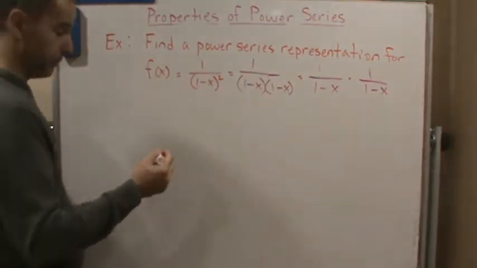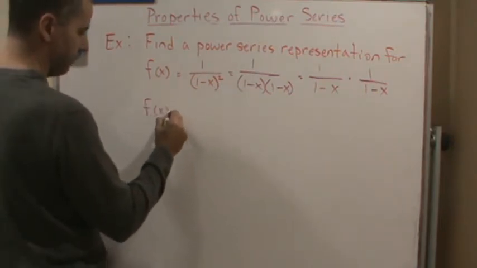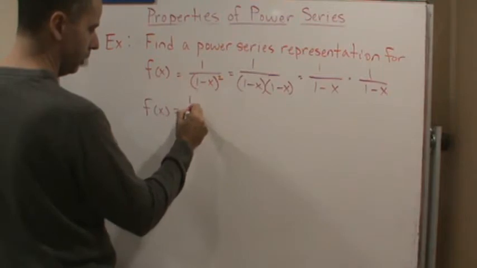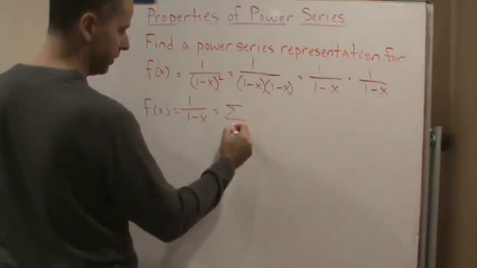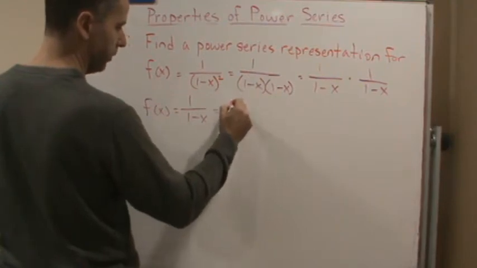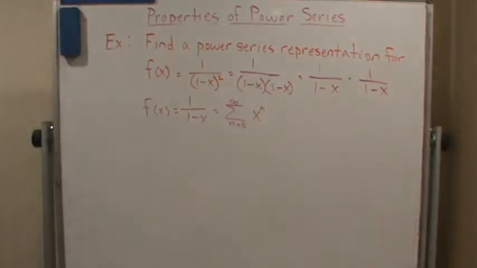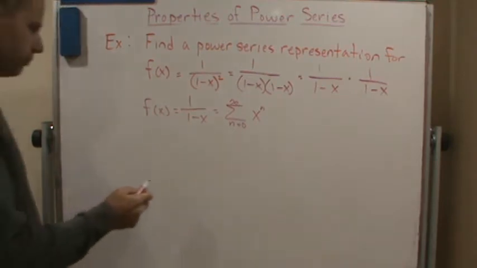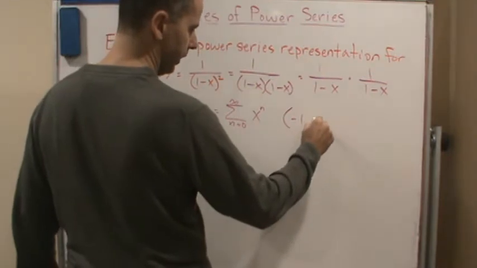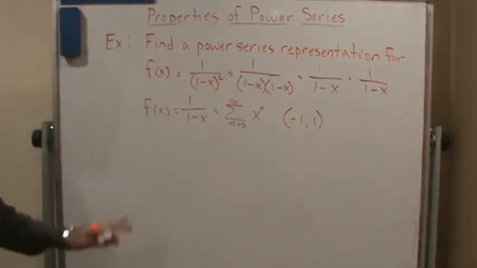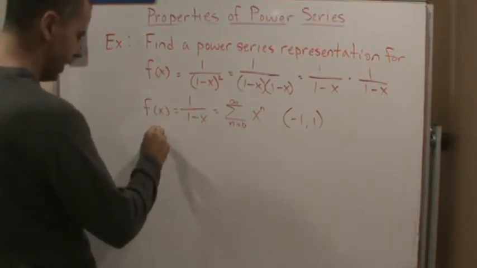both of those are represented by the same series, which is f of x is equal to 1 over 1 minus x, which equals the series from n equals 0 to infinity of x to the nth power. And by the way, the interval of convergence is negative 1 to 1. So now we're going to use the theorem to multiply these together, right?